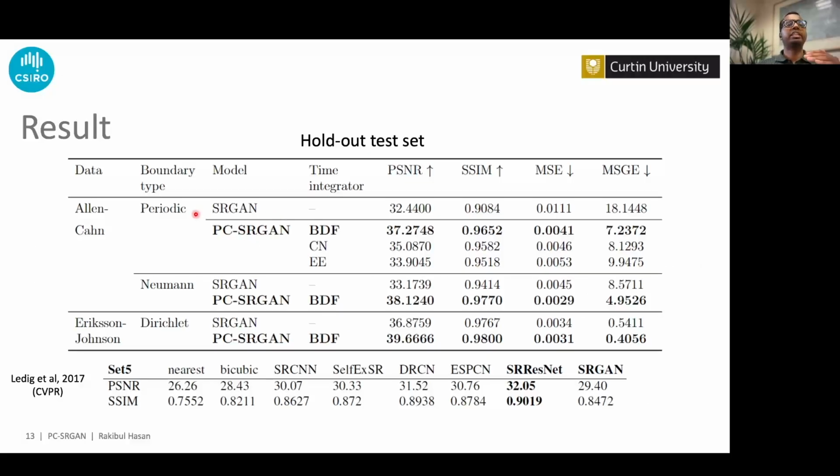We test our method across different configurations and different datasets, as you can see, and we specifically use two different data configurations, which have a further three different boundary types. And here we compare our method PC-SRGAN with an existing GAN-based method, SRGAN, which we can also call a non-physics-based method. And across these multiple evaluation metrics, our method consistently outperforms the existing approach.